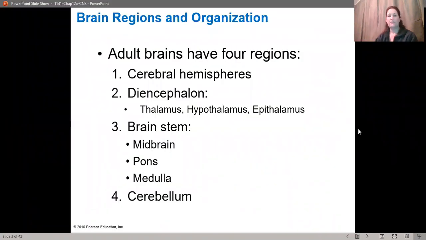Adult brains have four regions. The first is the cerebral hemispheres. When you think of what a brain looks like in that folded structure, those are the cerebral hemispheres. We have a right cerebral hemisphere and a left cerebral hemisphere, and within those cerebral hemispheres, it will be divided up into lobes. The diencephalon, as I mentioned, is made up of the thalamus, the hypothalamus, and the epithalamus. The brainstem is made up of the midbrain, the pons, and the medulla oblongata. And then we'll talk about the cerebellum next week.